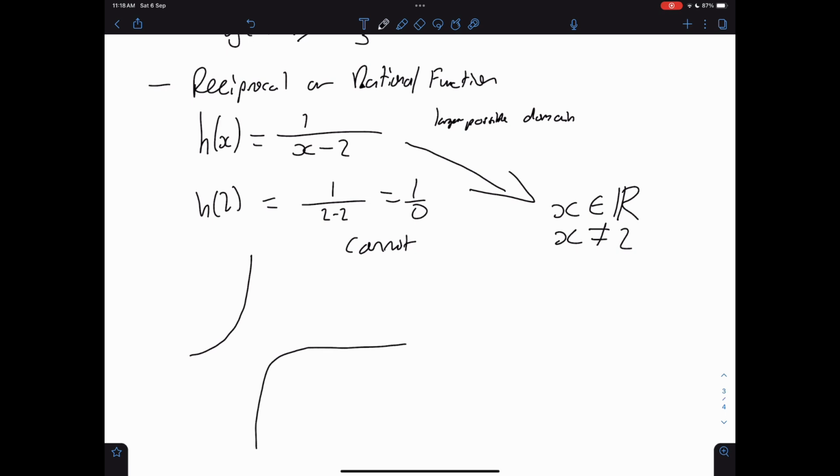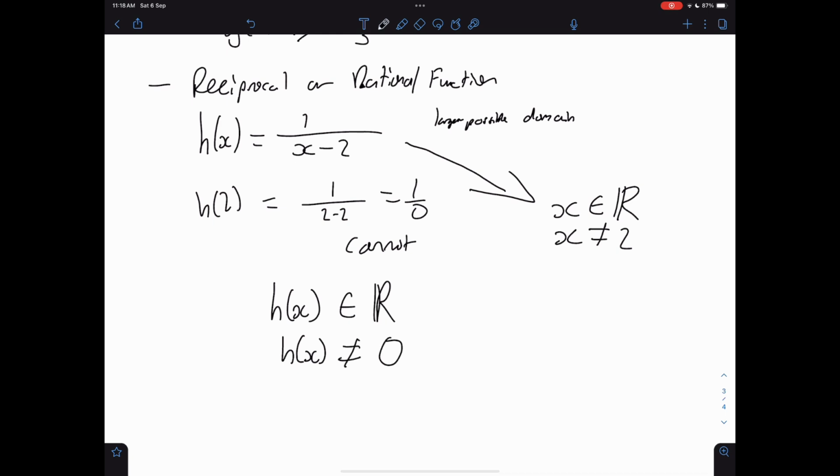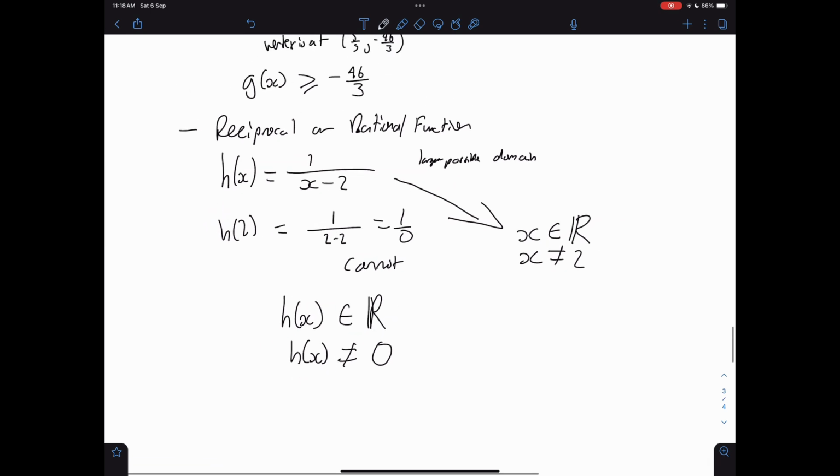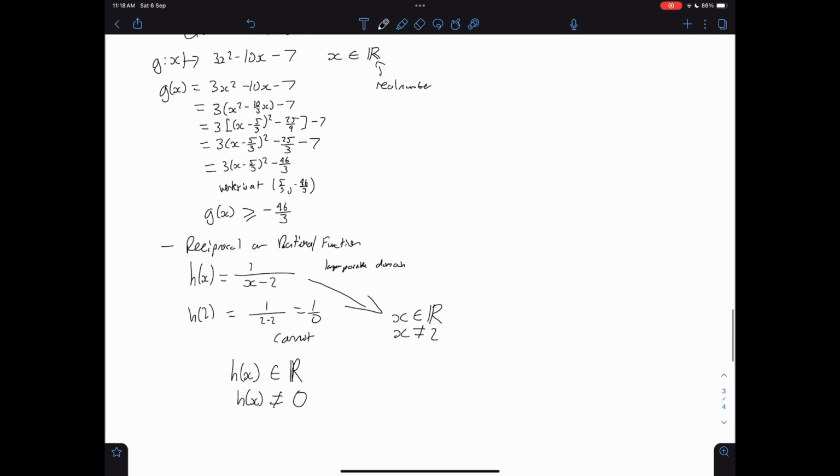It can equal anything. It would be an element of real numbers because it could equal anything, but h of x cannot equal 0. So that would be the three cases you could have for that.